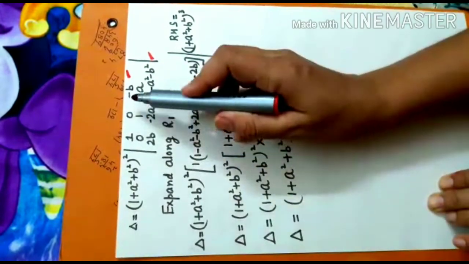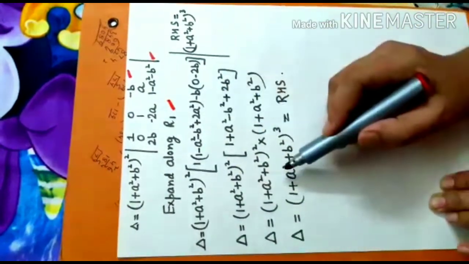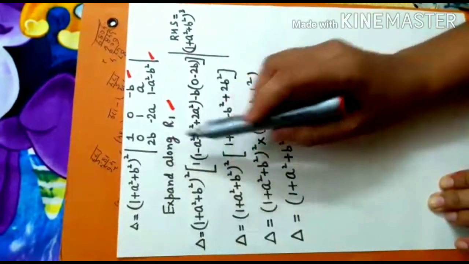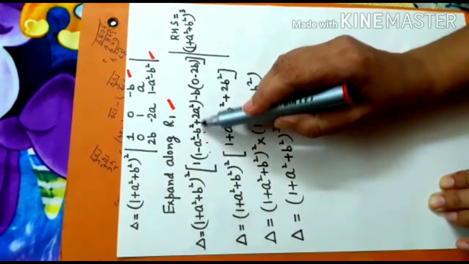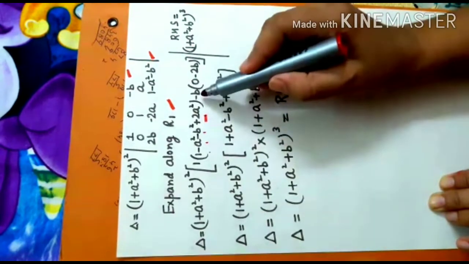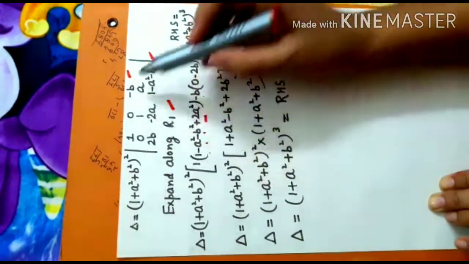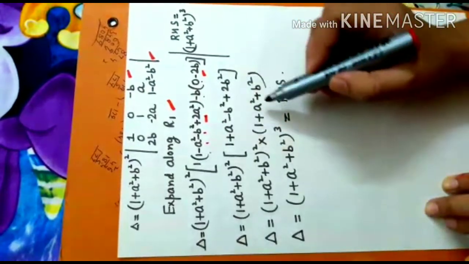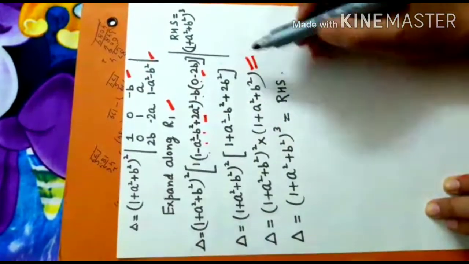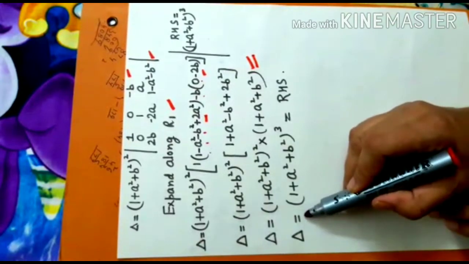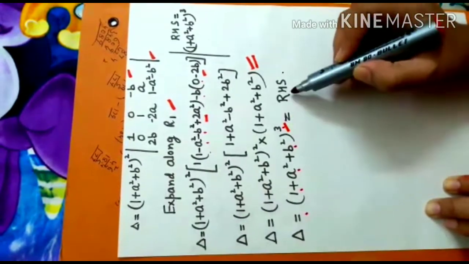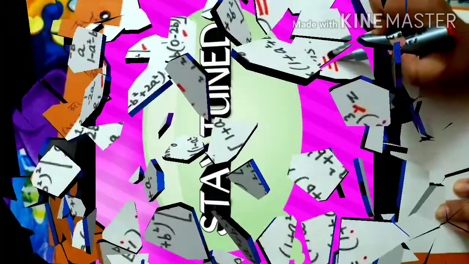Now I expand this determinant along the first row. So that will give you 1 minus a square minus b square plus 2a square, minus b, it's 0 minus 2b, which on simplification will give you this. So I get delta is equal to 1 plus a square plus b square whole cube, which is equal to the right hand side.